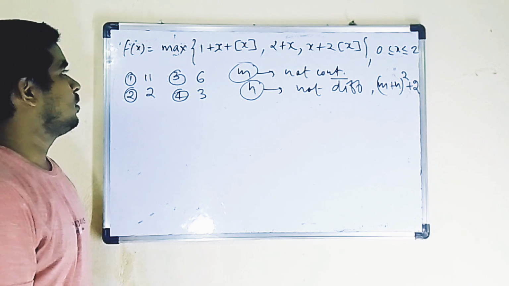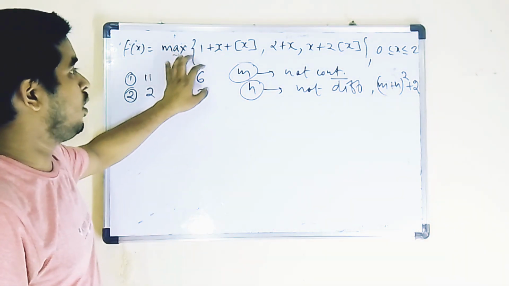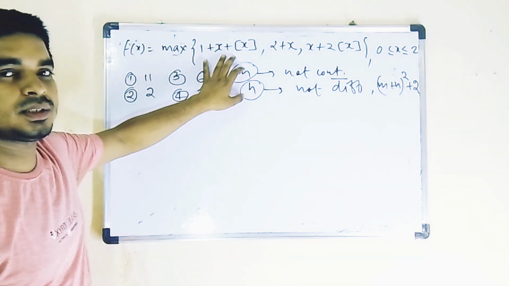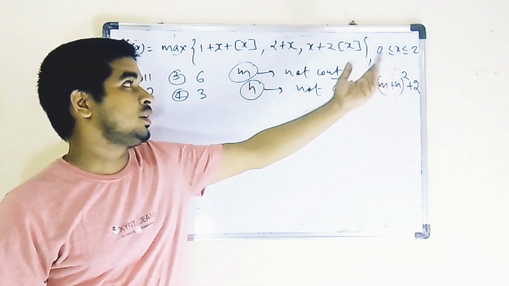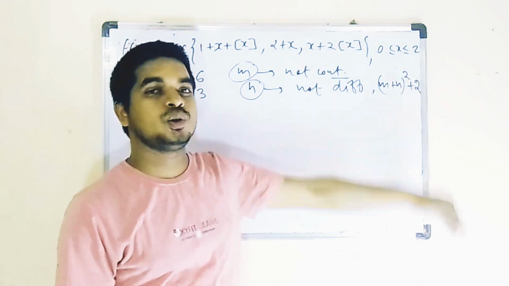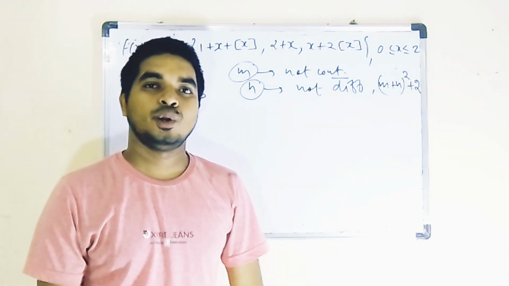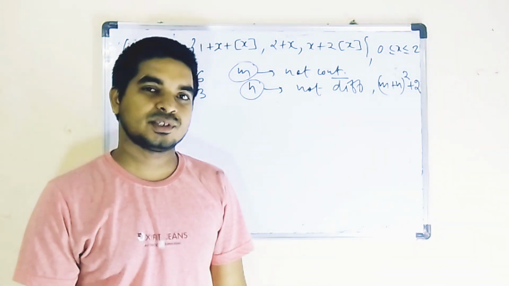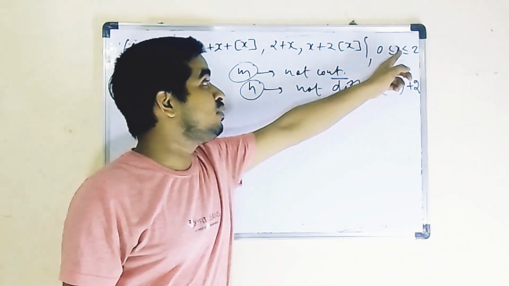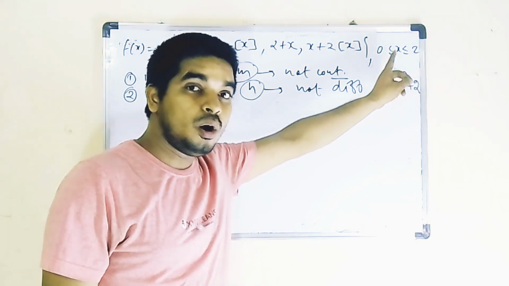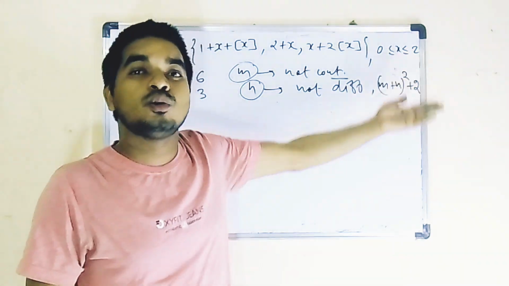What is the question? The question is f of x equals the maximum of 1 plus x plus the greatest integer function of x, and 2 plus x plus twice the greatest integer function of x, for 0 less than or equal to x less than or equal to 2. Do you agree? Yes, sir. You need to take care that x belongs to 0 to 2, including 0 and including 2.